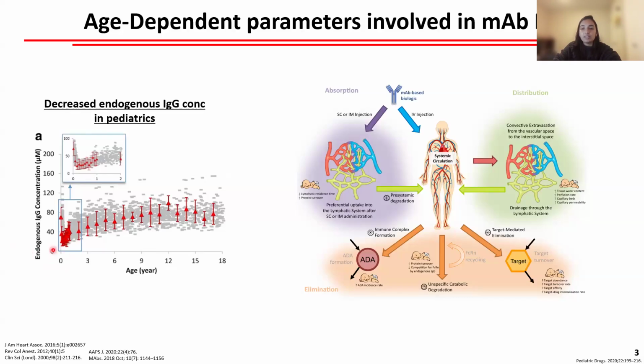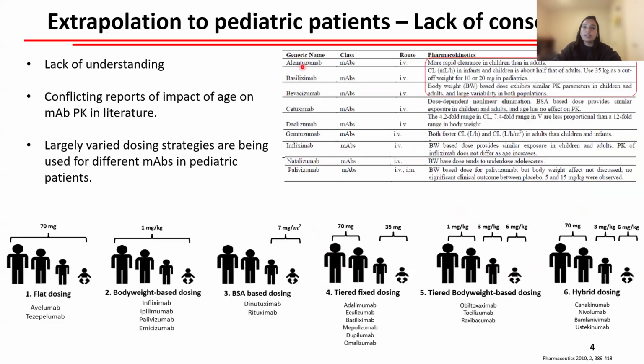endogenous IgG. Now, there is limited quantitative understanding of how factors such as target abundance, turnover, or affinity internalization would be affected by age, and also how the production of anti-drug antibodies is impacted by age. Now, while the impact of age on various processes has been widely studied, really the quantitative extent to which these individual age-related changes affect the final antibody PK remains substantially unclear.